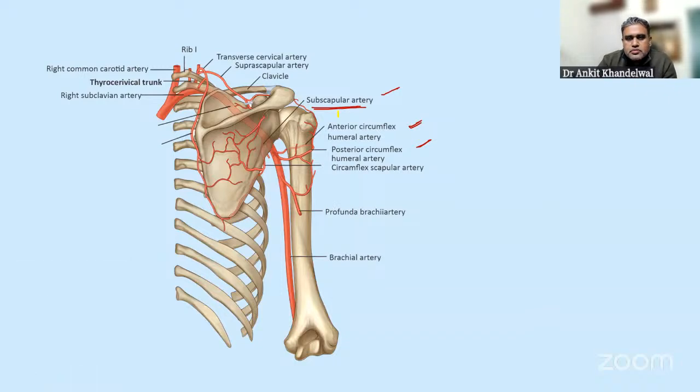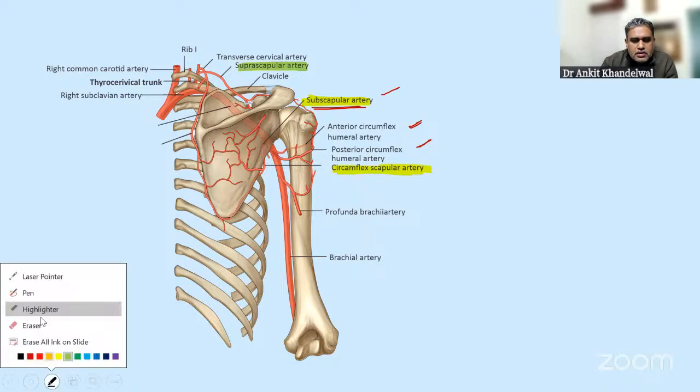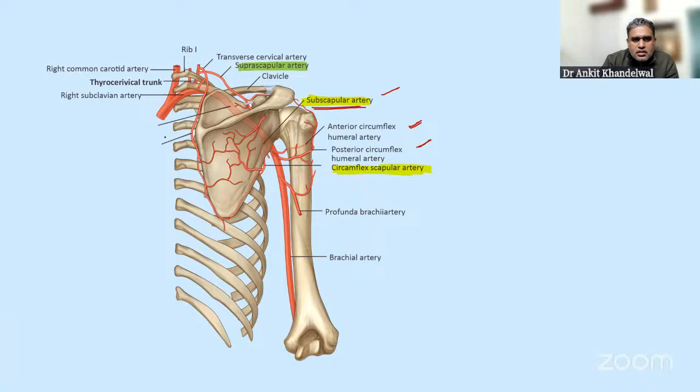We have the subscapular artery and its branch, the circumflex scapular artery. These are branches of the axillary artery, highlighted with the yellow color. Now, if I change the highlighter color to green, here we have the suprascapular artery, and here we have one more artery. Let me write its name first: that is the dorsal scapular artery.